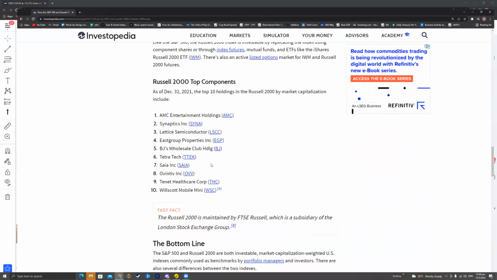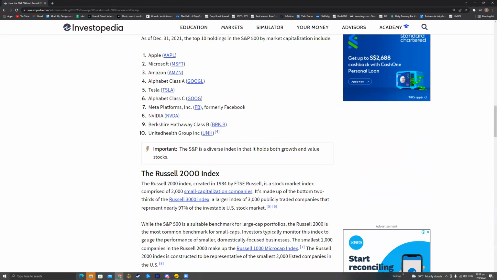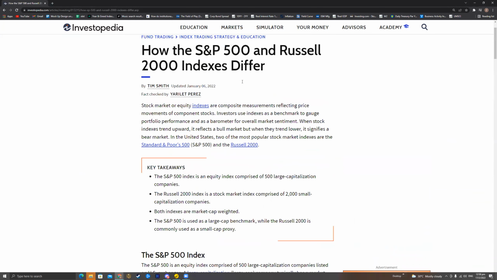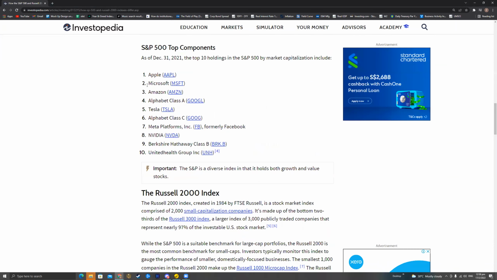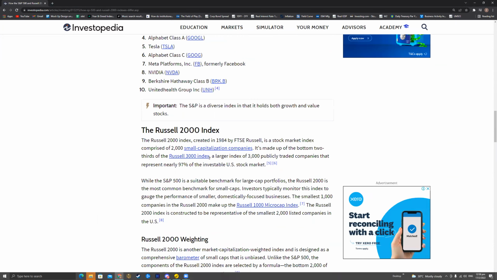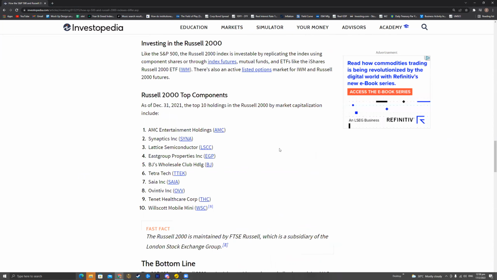I did a Google search also. For example, this is from Investopedia. If you scroll down a bit, you can see the components of the Russell 2000 are AMC, Synaptic, Lattice, Tetra Tech. These are not your big name companies that you are used to, like Amazon, Apple and so on. These are essentially all small cap counters.